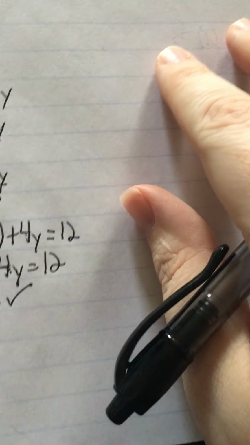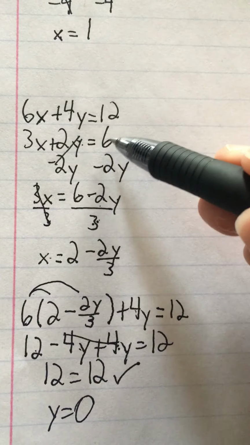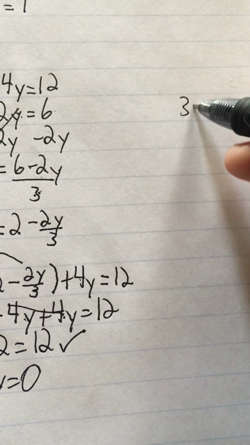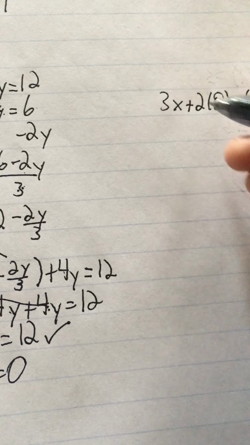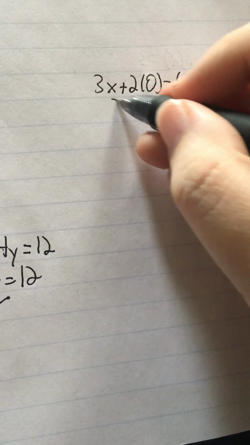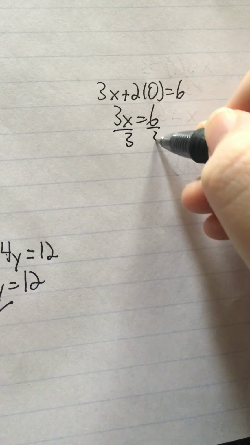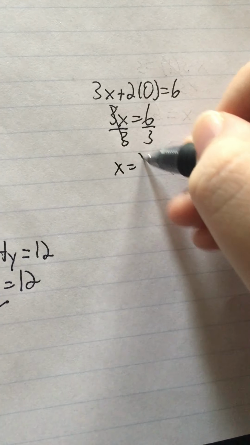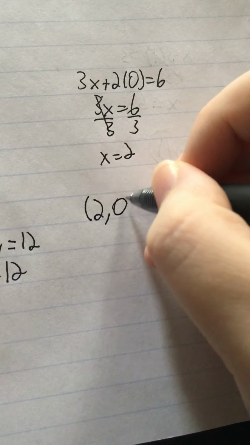So then you can plug that back into any of your equations. I chose to use this one here. 3x plus 2 times 0 is equal to 6. You're left with 3x is equal to 6. Divide by 3 on both sides. x is equal to 2. So your final answer is 2, 0.